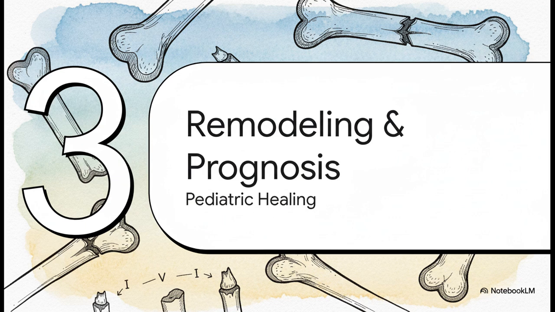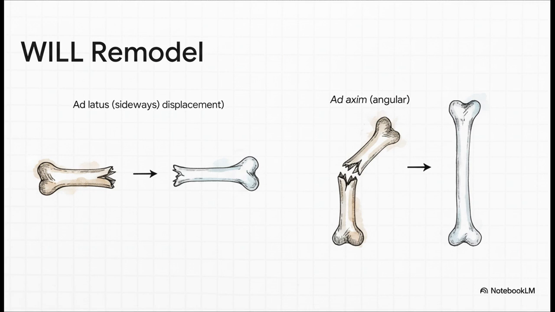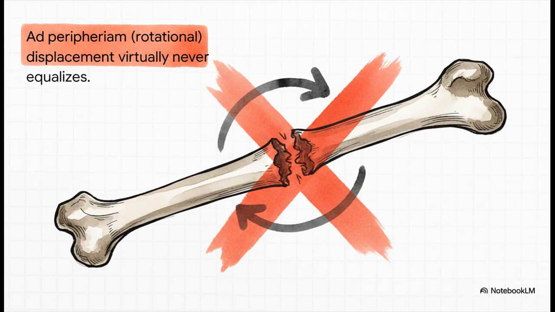This brings us to the incredible principle of remodeling. It's pretty amazing, actually. A kid's bone can remodel like crazy. Sideways displacement, what we call ad latus, and angular deformity, ad axum, will almost always correct themselves over time with growth. This is especially true the younger the kid is, and if the deformity is in the same plane as the joint's motion.